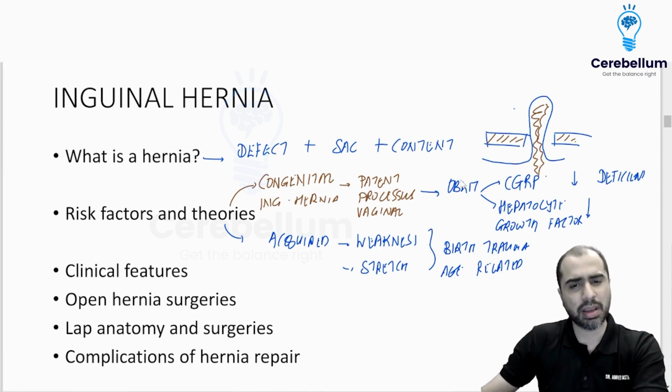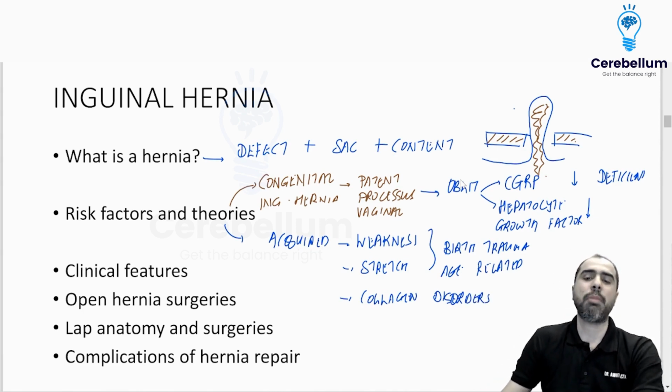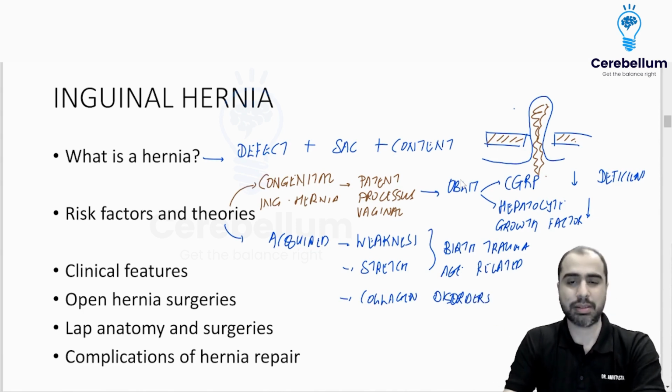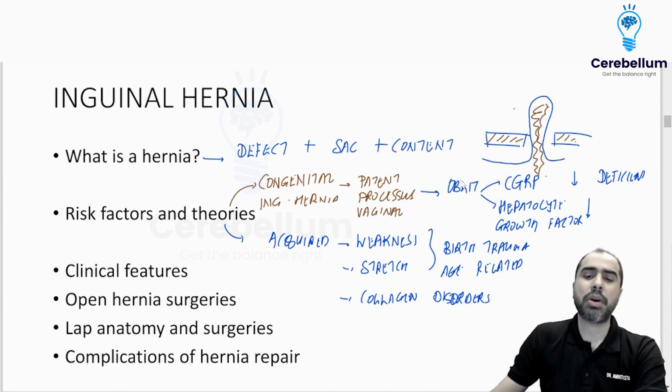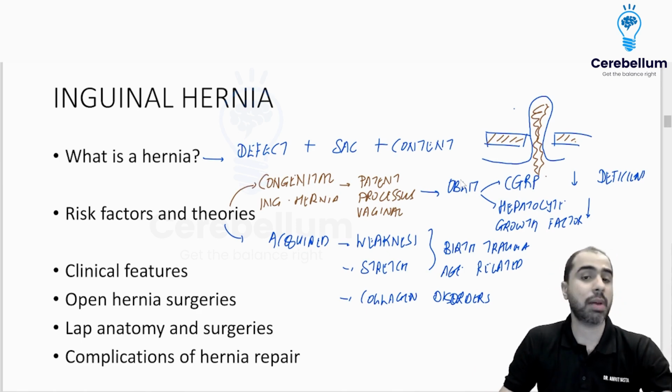But these are some theories. Collagen disorders, but collagen disorders are quite rare. These are some of the theories as to why people get hernia. Not everybody gets it, but some people get it, perhaps because of some of these problems. These are acquired hernias. All right. So these are the things you need to know, the risk factors and the theories. These have never been asked yet. I am sure they will come in the next exam or one of the upcoming entrances.